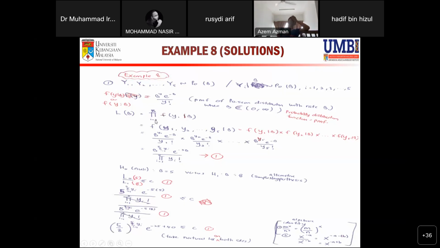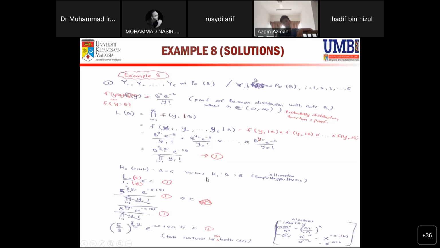where you have to multiply the conditional distributions y1 until y5, and then you will end up with this form for the likelihood of beta. This is the generic form of it, the likelihood of beta. So you will get 1 mark if you get the likelihood correct there.